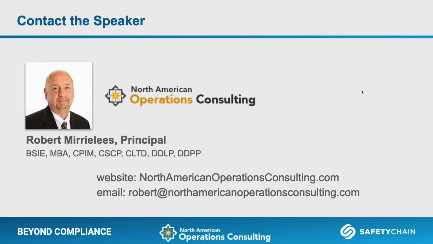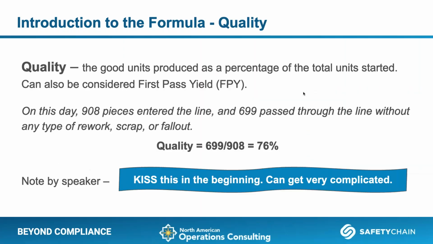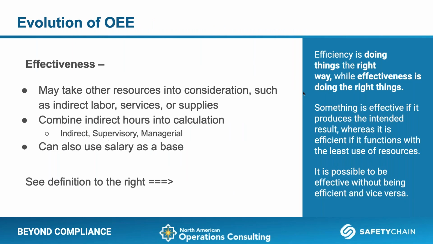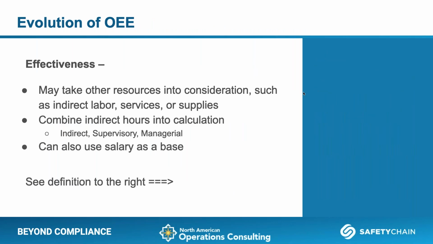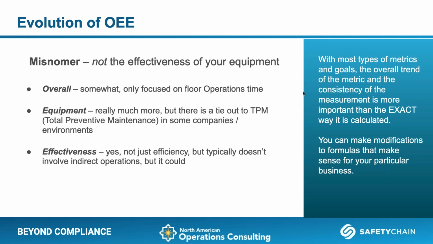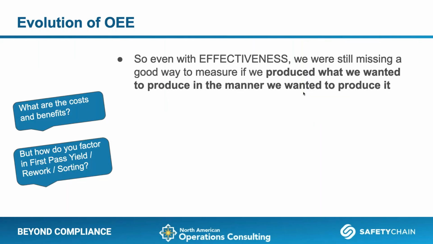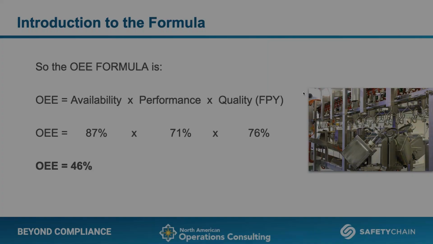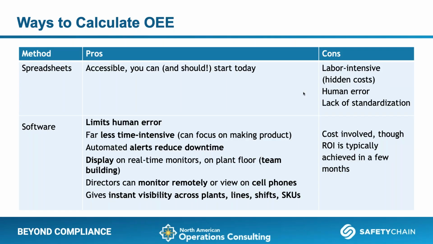So, another Paul says, I've heard there are other formulas that can be used for OEE. Is that true? And we kind of went through that. So let me go back. There was one. It was right here. So you said, with most types of, but you can make modifications to formulas that make sense for your particular business. And I think that's where that came from. Are there some nuances to the math? Are there different ways to produce that OEE number?